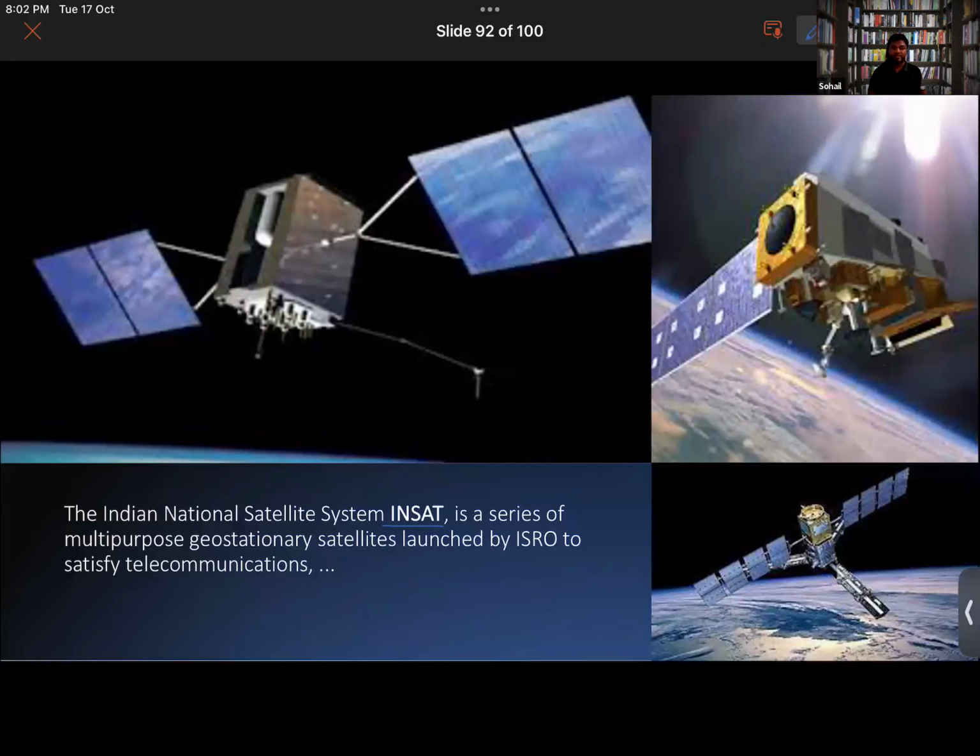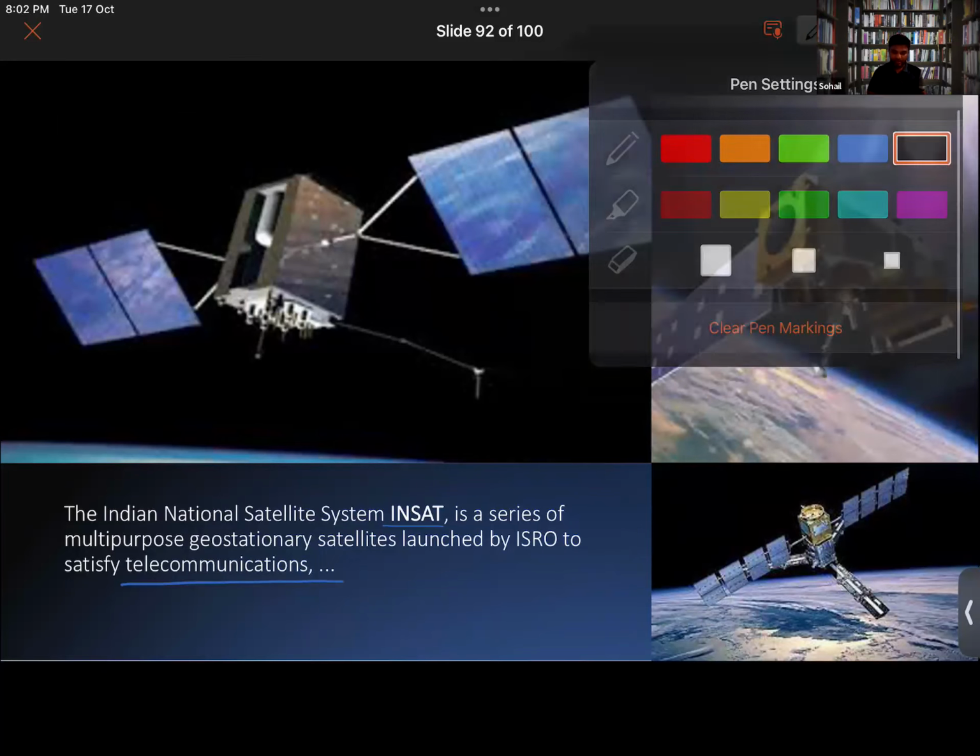So basically, you and me, we are able to have access to televisions, right? Yes, sir. We are able to connect with each other via cell phones, right? Yes, sir. You and me are connected together via the Zoom meeting, right? All these are under the part of telecommunications, okay? And how basically does telecommunication work? It works like this, okay?